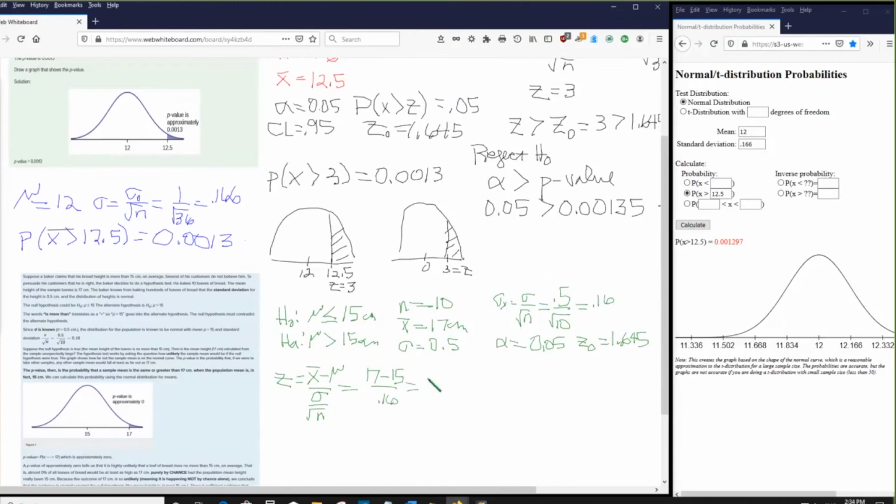Okay, which is going to give me a z-score of 12.5. So then I'm going to find my p-value, which is the probability that x is greater than 12.5. So if I plug that in with 0, 1, 12.5, that's going to give me a probability of 0.